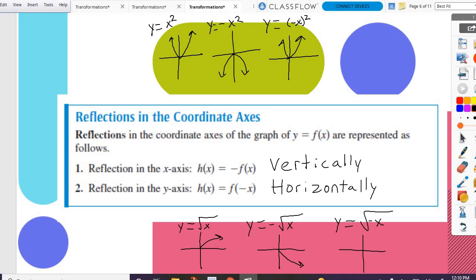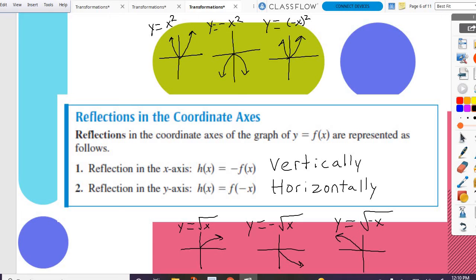Which way is that one going to point? To the left. Now is it still up? Yeah. So it would look like that. Now how would I make it point down and to the left? A negative on the outside and a negative on the inside. So you have the negative square root of negative x would make it reflect both ways. Does that make sense? Alright.